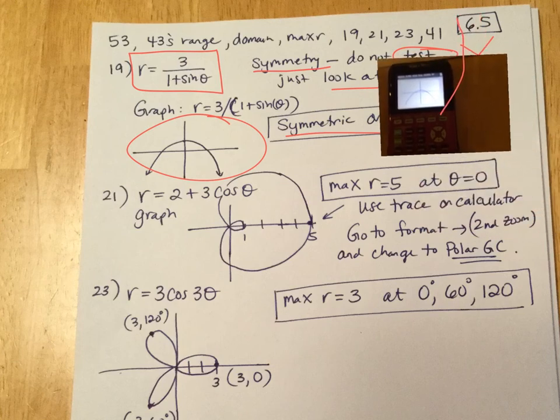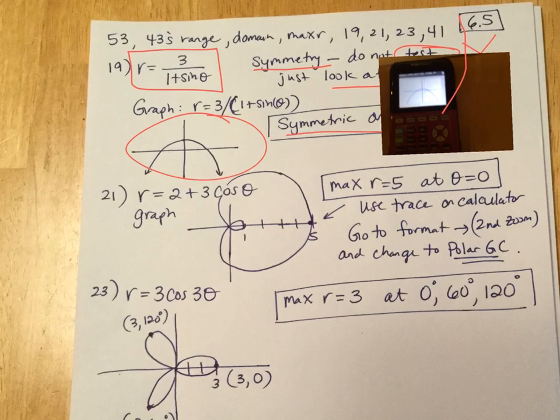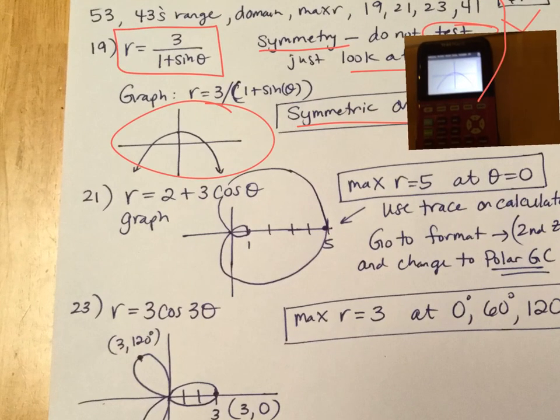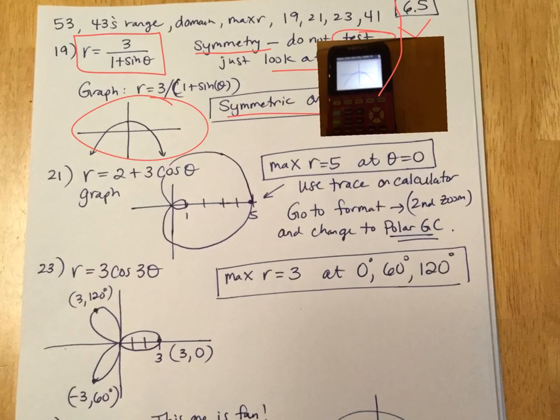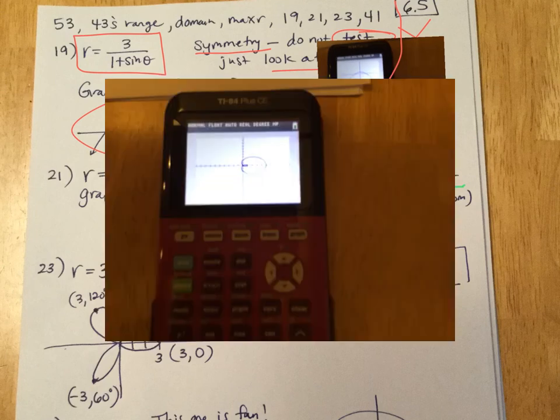All right, let's go on to the next one. The next one is to graph r equals 2 plus 3 cosine theta. What you want to do is use the trace feature on your calculator. Let me try to show you that on the calculator again. I'll take another little video of this.